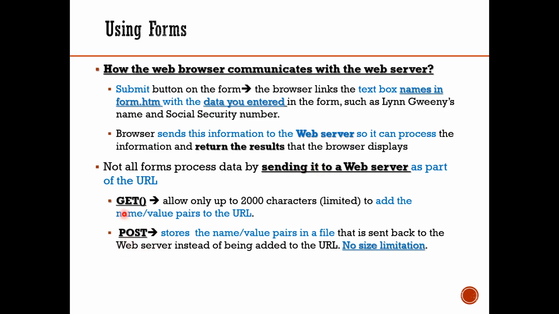So post here is more efficient and more effective because it stores the name and value pairs in a file, and then the file is sent back to the web server instead of sending the URL itself. So it has no size limitation. Here you need to focus on the size limitation. In get, we can only transfer up to 2,000 characters, but with post, of course, it depends on the size of the file.